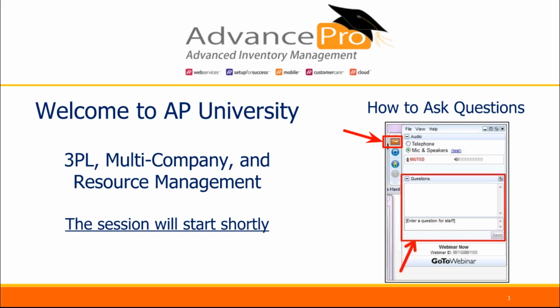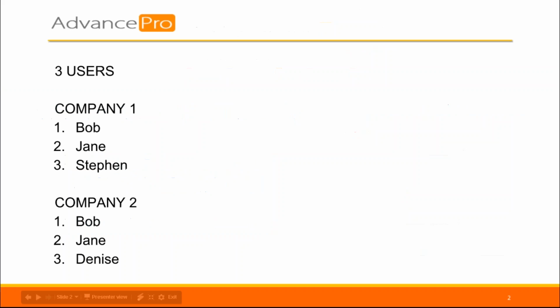So AdvancePro offers the ability to have multiple companies set up on a single AdvancePro installation, and you can jump in between them. Here's how it works. If you get 3 user licenses to AdvancePro, you have 3 logins for your main company, and here we have Company 1, and you've got Bob, Jane, and Steven, 2 pickers and a manager. Then you also have the option to add Company 2, and you can have 3 logins that can be completely different. So you could have Bob and Jane and Denise, or 3 completely separate people working in Company 2, all for that 3 user license.